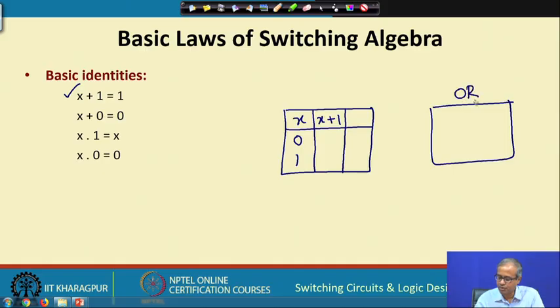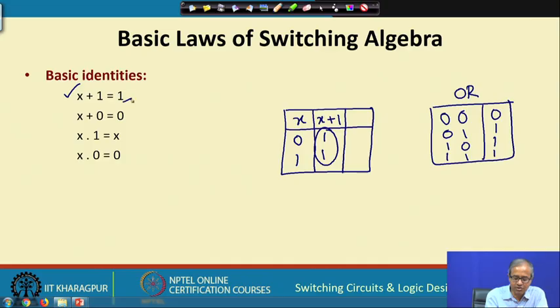For the truth table of the OR gate, what was the thing? The input is 0 and 0, output is 0; 0 and 1, output is 1; 1 and 0, output is 1; 1 and 1, also output is 1. So here the second input is always 1: 0 and 1, the output is 1, and 1 and 1, the output is 1. So you see that x plus 1 is always 1. So we can always write it is equal to 1.